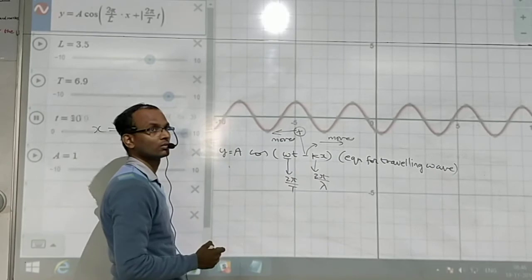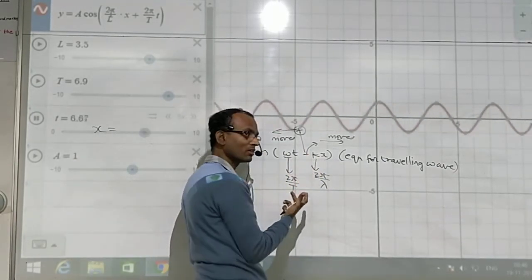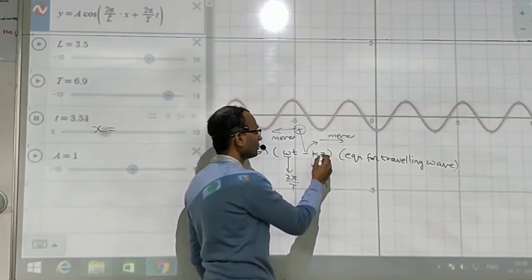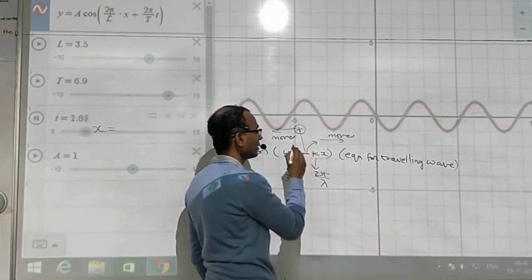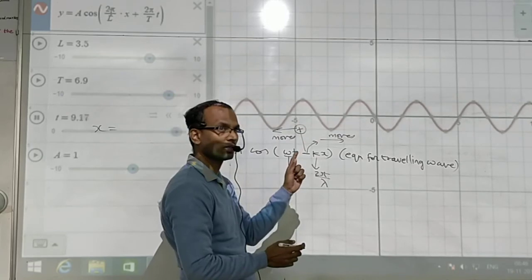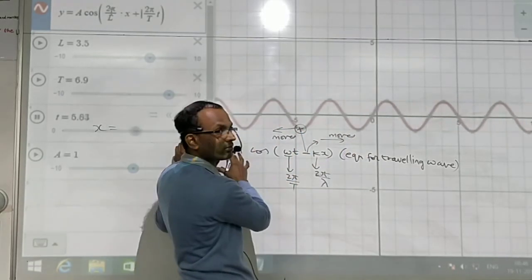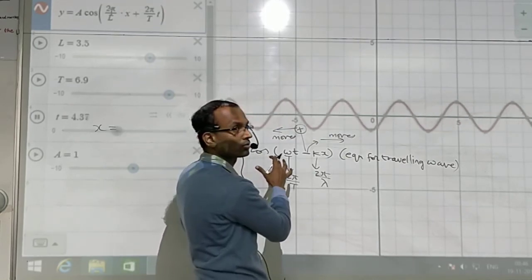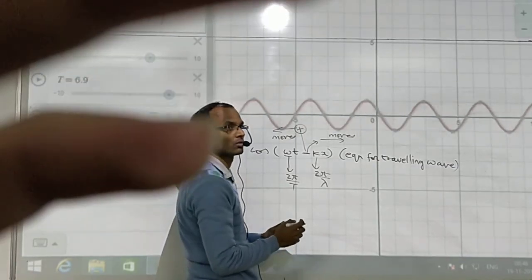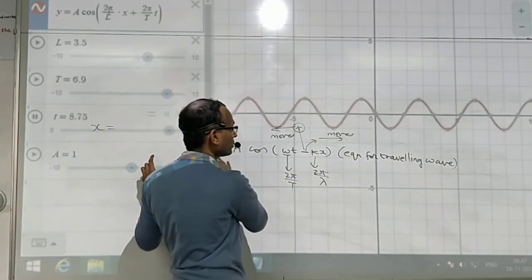Okay? No, if you see, it's a mathematical property that if you put a minus sign, and time is going to increase, the whole wave pattern will shift towards the right. You have to spend some time thinking why it happens. With evolution of time, why does the entire waveform shift?